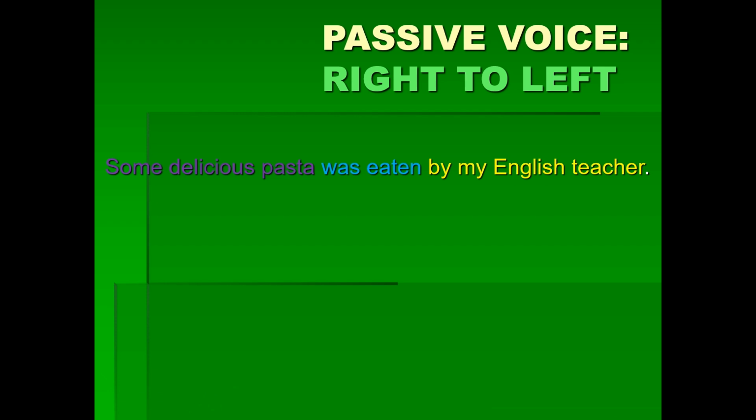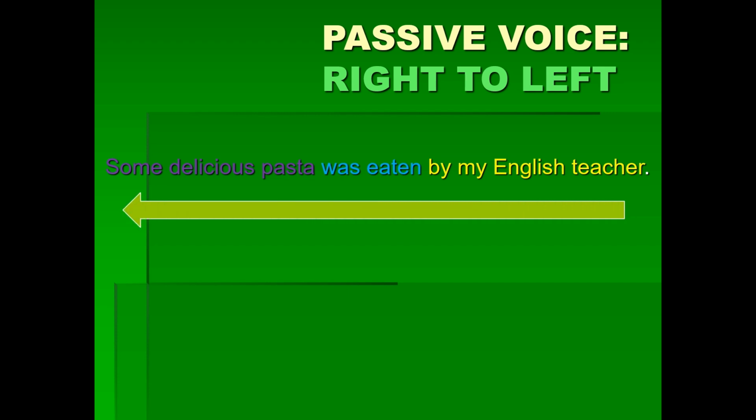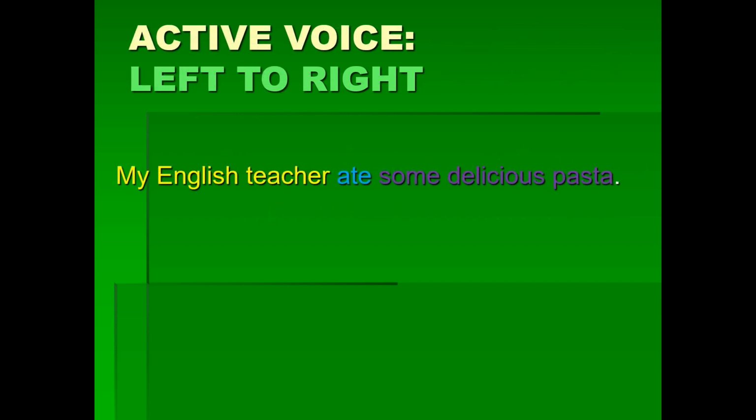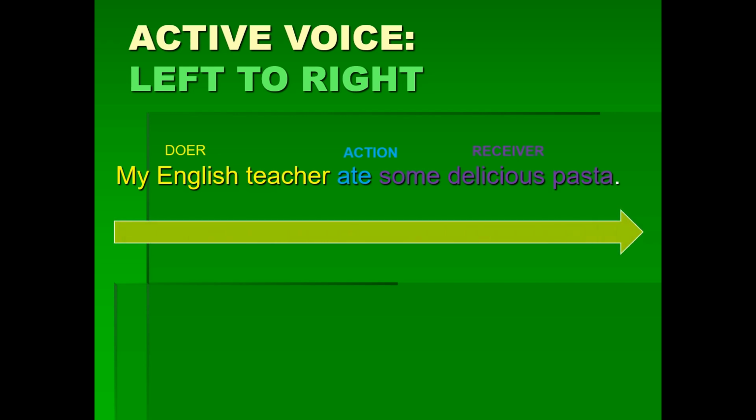So our passive voice sentence is: some delicious pasta was eaten by my English teacher. The action is moving from right to left because the subject of the sentence is the receiver of the action. Now let's look at the same idea communicated through active voice. My English teacher ate some delicious pasta. In this instance, the subject of the sentence, my English teacher, is the doer of the action. The action is moving from left to right.